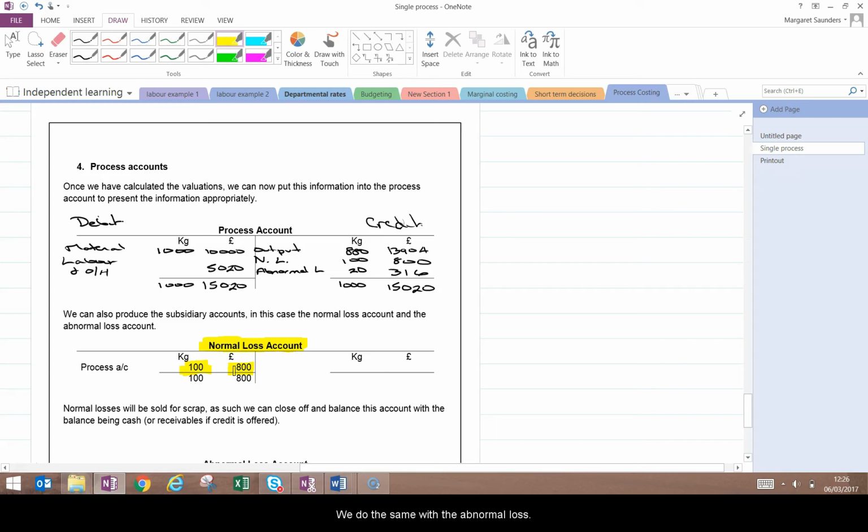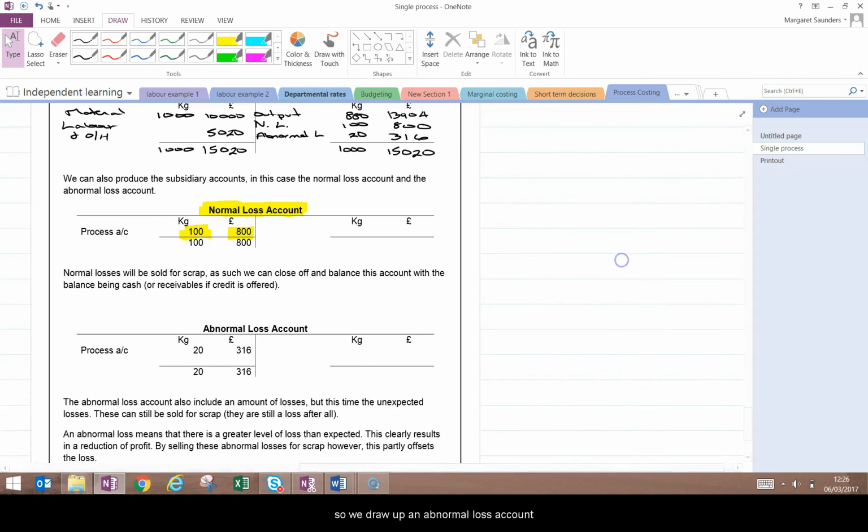We do the same with the abnormal loss. In the process account it is on the credit side. So we draw up an abnormal loss account and we debit it 20 kilos, which is this 20 kilos here, and 316, which is 316 here. So you can see the double entry. Credit, debit.